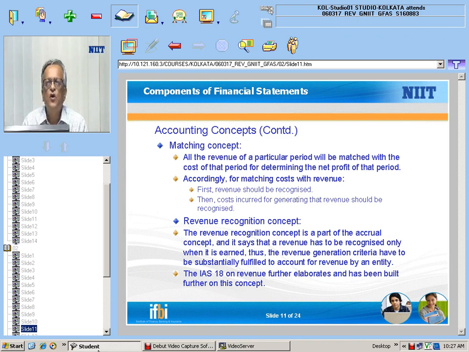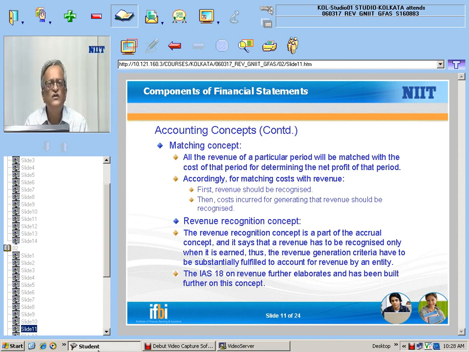So, the matching concept. All revenue of a particular period will be matched with the cost of that period for determining the net profit of that period. That means the expenses. Accordingly, for matching costs with revenue, cost means expenses. Number one, first revenue should be recognized, then the cost incurred for generating that revenue should be recognized. So this is what we call the matching concept.